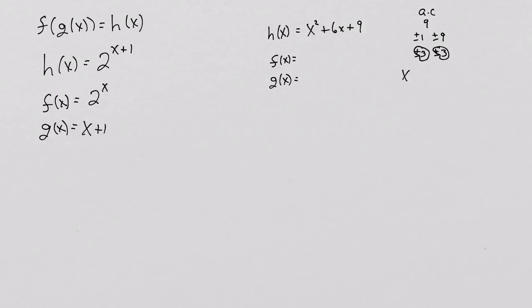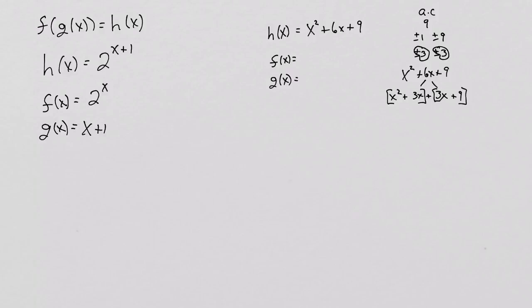I am then going to rewrite my middle term. I have x squared plus 6x plus 9. I'm going to rewrite my middle term as 3x plus 3x. Of course, I have to add them to make it 6x. And I have my x squared and my 9. I am then going to factor by grouping.